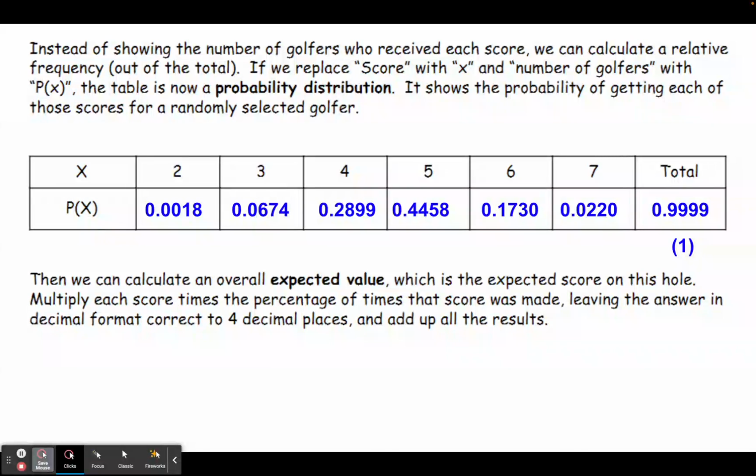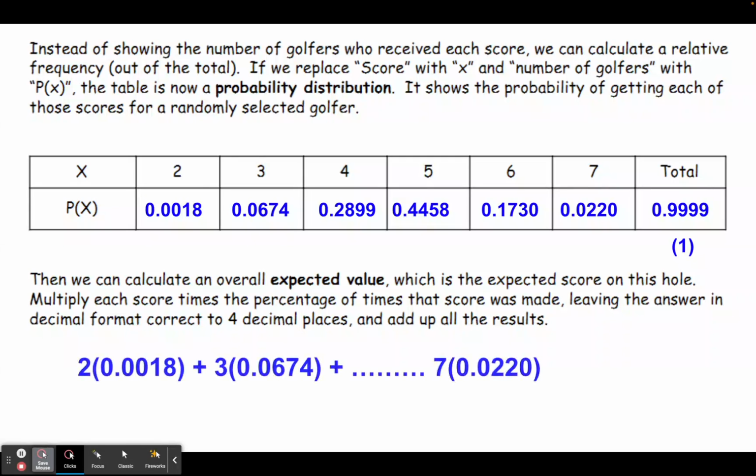In other words, that would be if we randomly selected many, many golfers over a long period of time, and we took all of their scores on this particular hole and averaged them together, what would their average score be? To calculate this, we would take each score and multiply it by its probability. So 2 times 0.0018 plus 3 times 0.0674. And we repeat that for all the values in the chart all the way down to 7 times 0.0220.